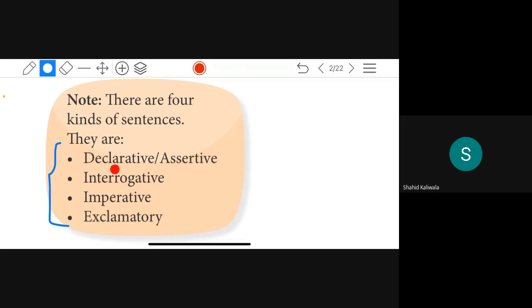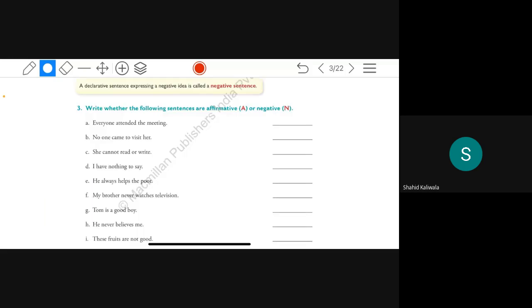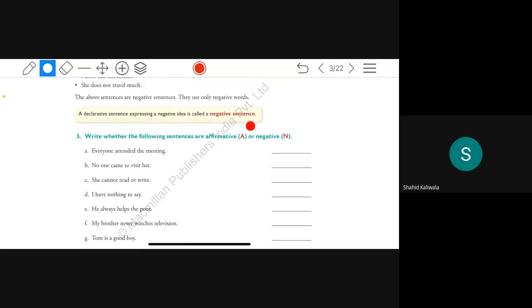Yes, in declarative, we have two subtypes, affirmative and negative. While in interrogative, imperative, and exclamatory, we don't have subtypes. Though in imperative, request and command are two different segments. So, these are the kinds of sentences we had learnt, if you remember. Okay, then we had also solved this exercise, if you remember.